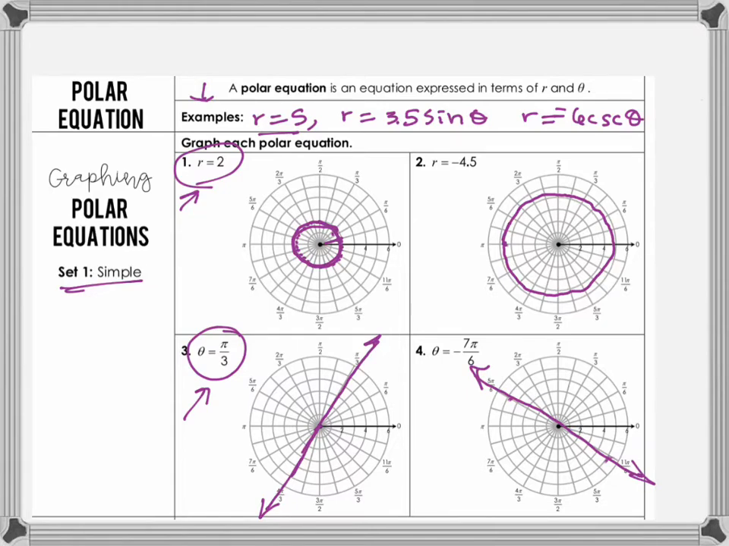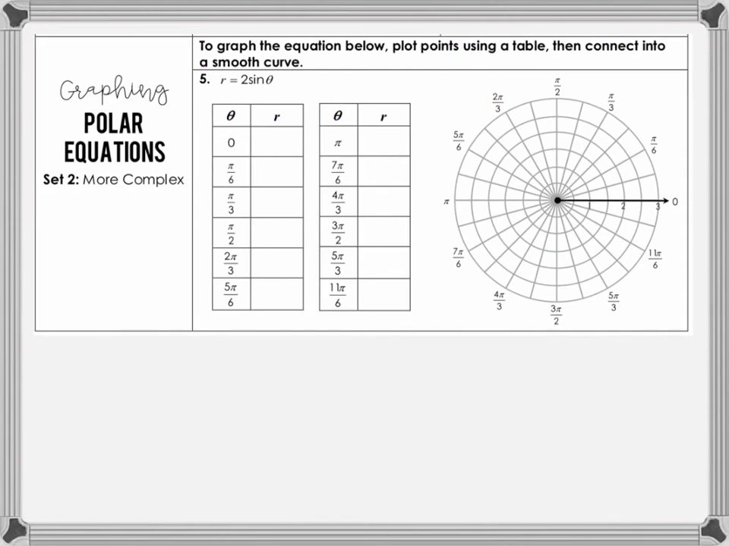Okay? So now let's go to the one that's not so easy. It's where you have to actually do some math. So we have r equals 2 sine theta. We set up a chart, theta. We pick angles, and then we figure out what r would be if we pick that angle. So 2 sine theta, if we put 0 in for theta, it's 2 times sine of 0, and you would get 0. So you would have a point at 0, 0.